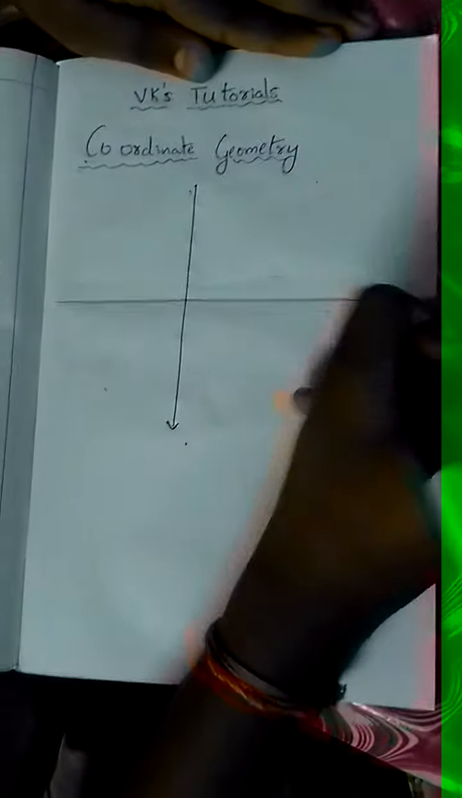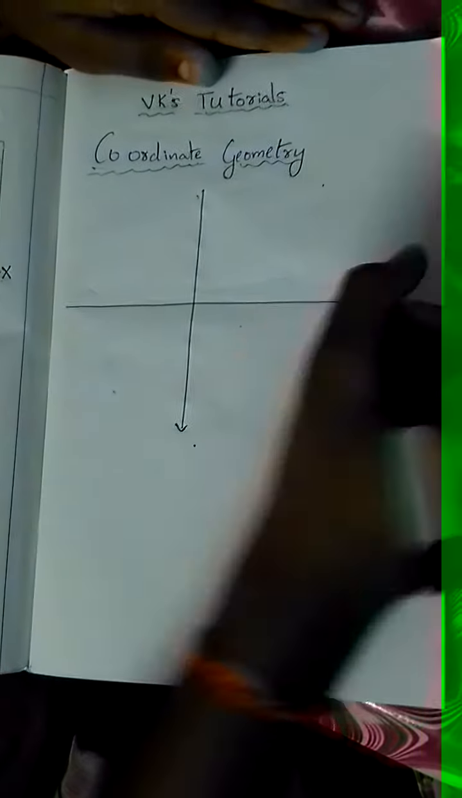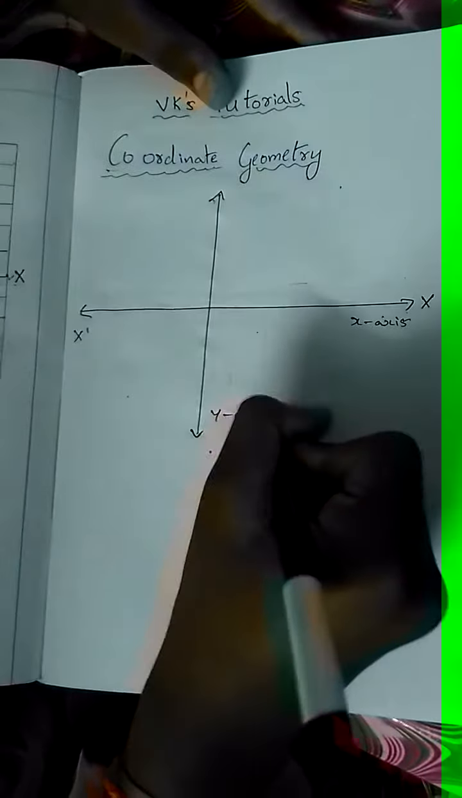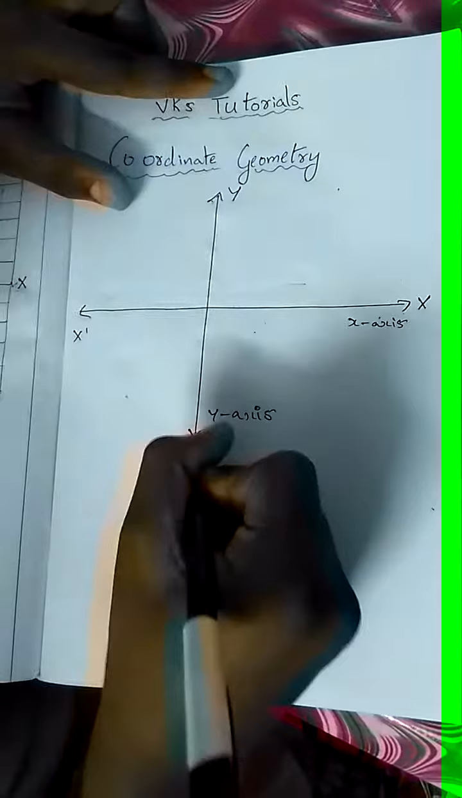Now, this horizontal line which I drew is known as the x-axis, and this is denoted by x at the right side and x dash at the left side. And this vertical line is known as the y-axis. The positive y-axis is denoted by y and the negative y-axis is denoted by y dash.